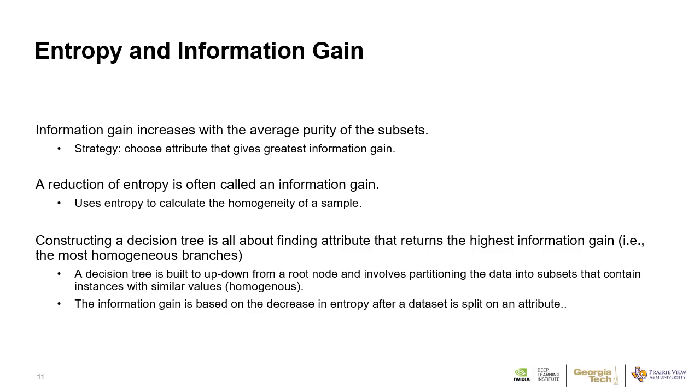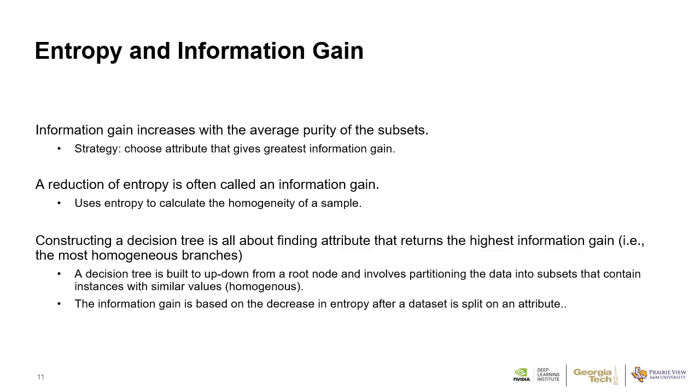Information gain is defined based on information entropy. It increases with the average purity of the subsets, which helps us choose attributes that give the greatest information gain based on the reduction of entropy. To build a decision tree, it is all about iteratively finding attributes that return the highest information gain until we achieve the leaf of the decision tree, which is to build branches of this tree in the fastest path and reduce the entropy at the highest speed.